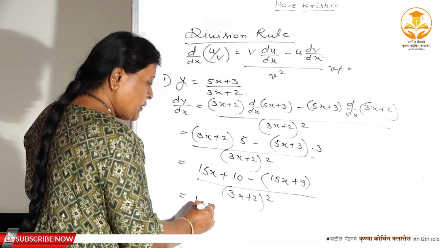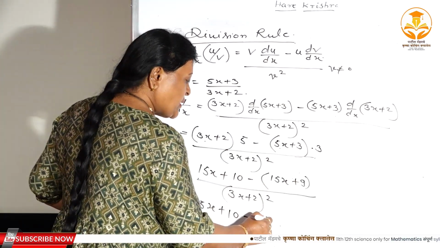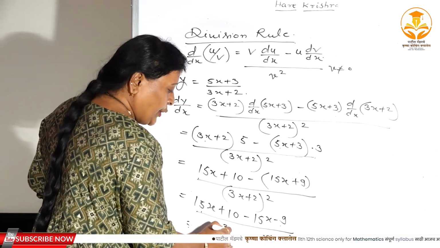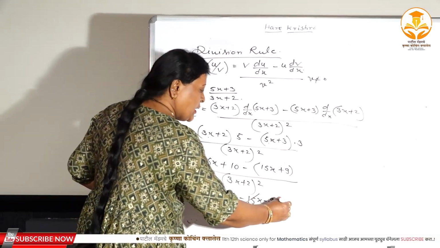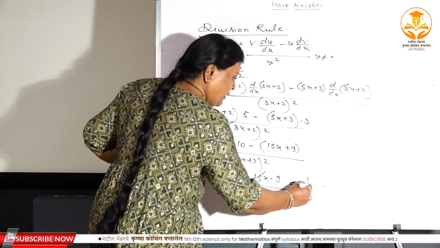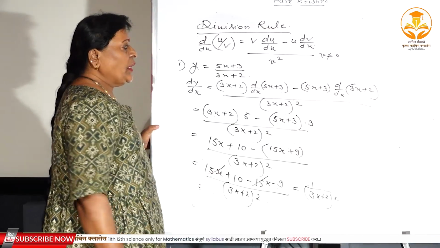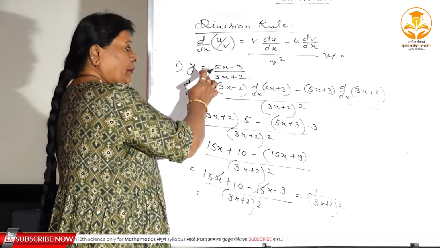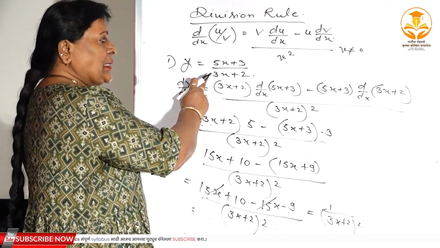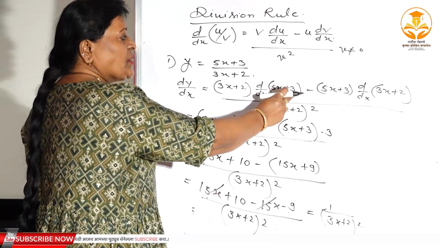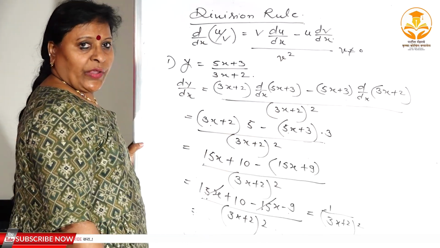Again 15x plus 10. Multiply with minus sign and open the bracket. Minus 15x minus 9 divided by (3x plus 2) whole square, isn't it? 15x gets cancelled. 10 minus 9, that is equal to 1. 1 divided by (3x plus 2) whole square, isn't it? So this is about the division rule, right? Whenever your function is in a quotient form, you have to apply the division rule. Denominator remain as it is. Take the derivative of the numerator minus numerator remain as it is. Take the derivative of the denominator divided by denominator square, isn't it?